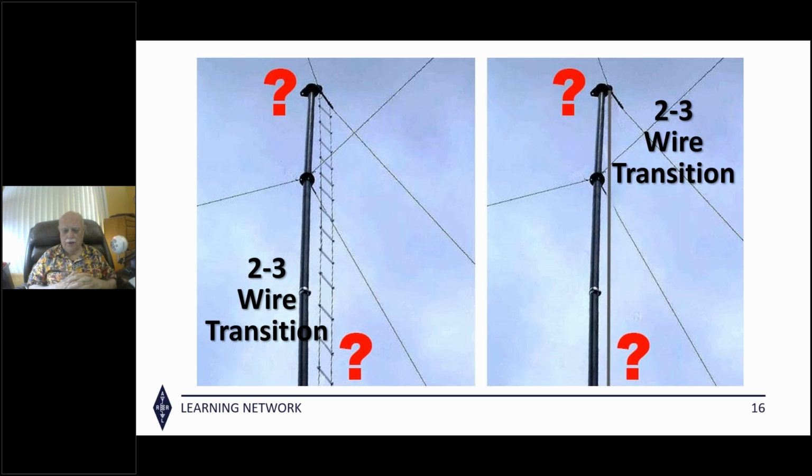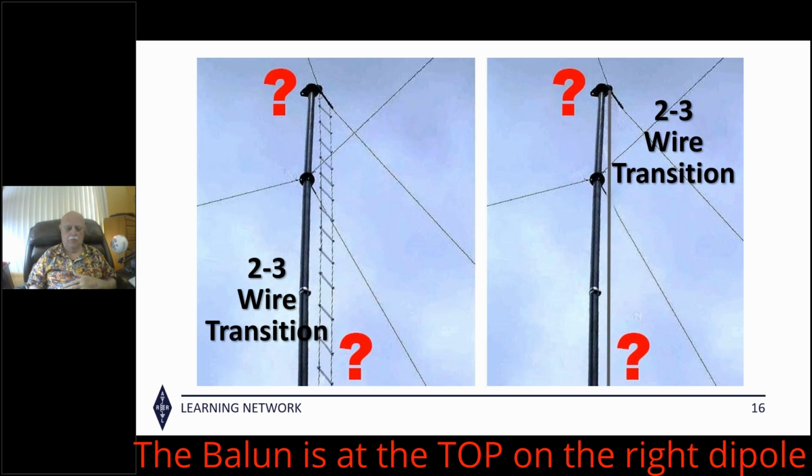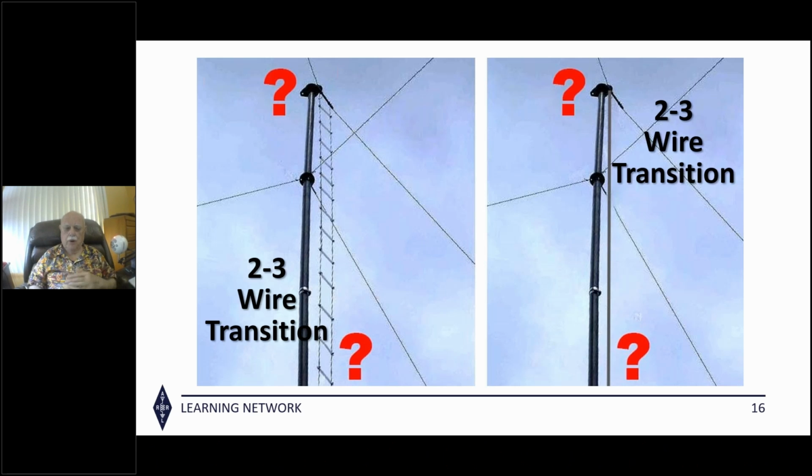The Balun that you want in the left situation does go down at the rig, because that's where the 2 to 3-wire transition is. Your rig's an unbalanced 2-wire device. The transmission line is a balanced 2-wire line. That's where you need the Balun if you're running a rig and a tuner down in your shack. On the right, it goes at the top. And we answered it by understanding what that 2 to 3-wire transition is.